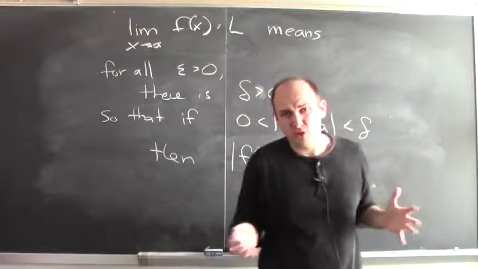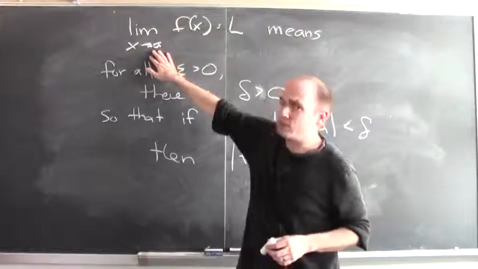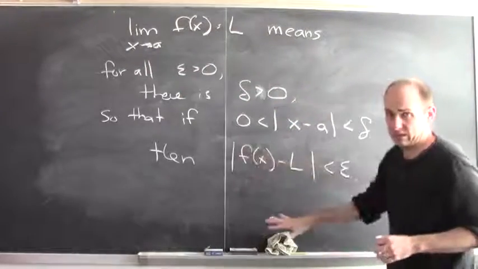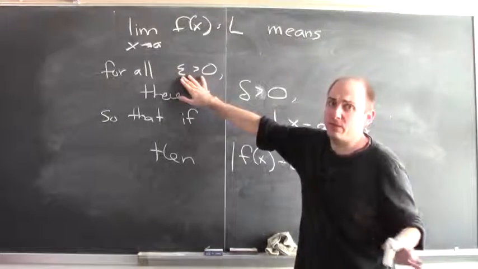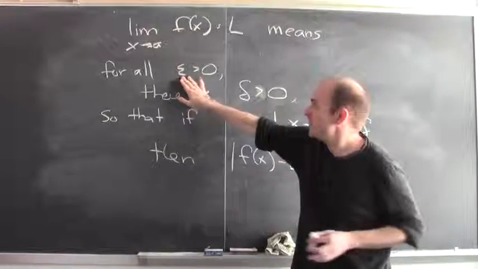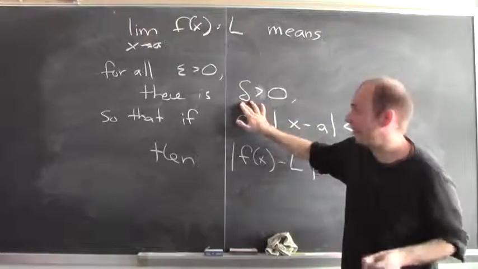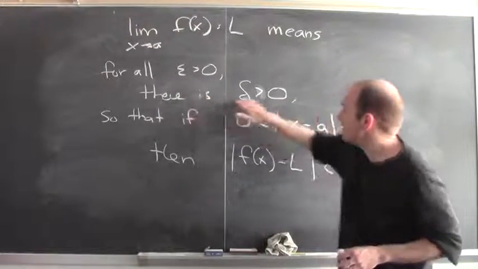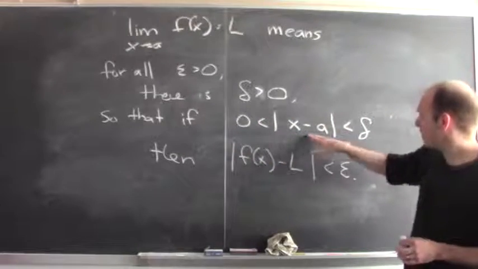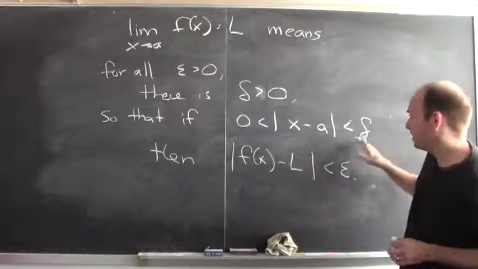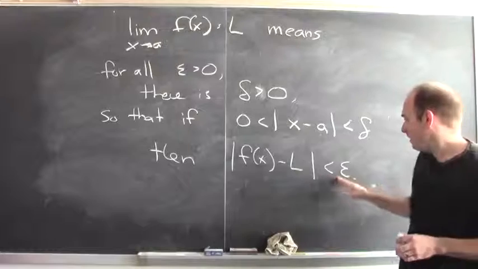So now we learn what the official definition of limit is. To say that the limit of f of x equals L as x approaches a means the following. It means that for all epsilon bigger than 0, this backwards 3 is the real number epsilon, a Greek letter, a variable. So for all epsilon greater than 0, there's a delta greater than 0. This is the Greek letter delta. So for all epsilon greater than 0, there's a delta greater than 0, so that if the absolute value of x minus a is between 0 and delta, then the absolute value of f of x minus L is less than epsilon.